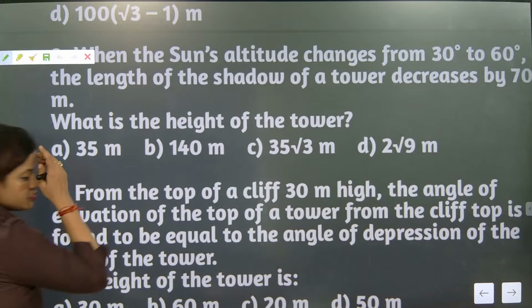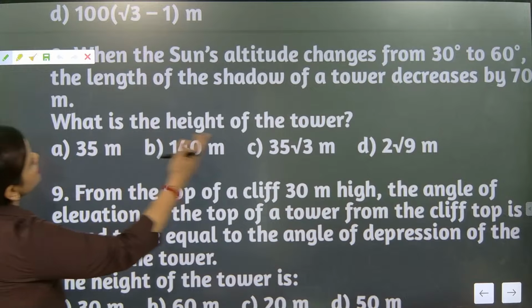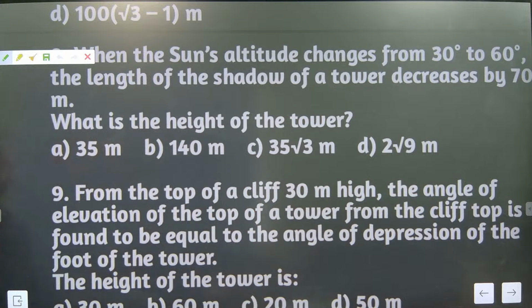Okay, come on, check this one out. When the sun altitude changes from 30 degree to 60 degree, the length of the shadow of the tower decreased. See, look here, beta. First it is 30 degree, and then it changed to 60 degree. So now this is reduced by 70 meters.